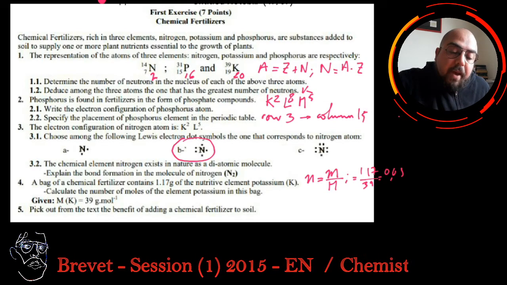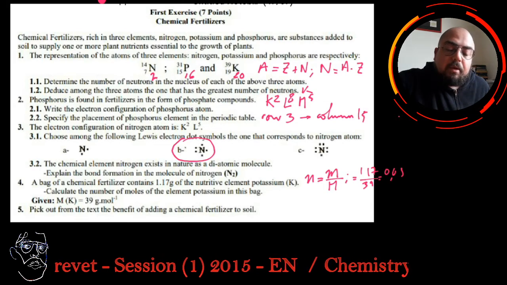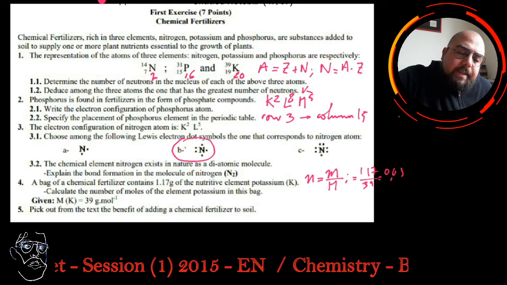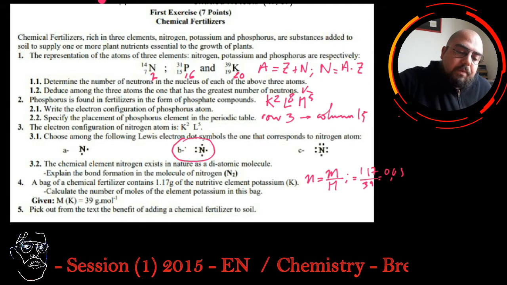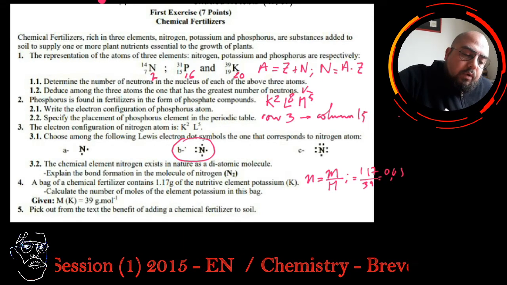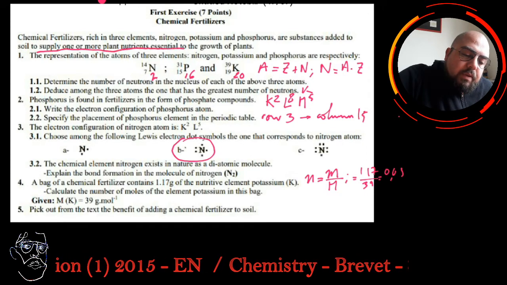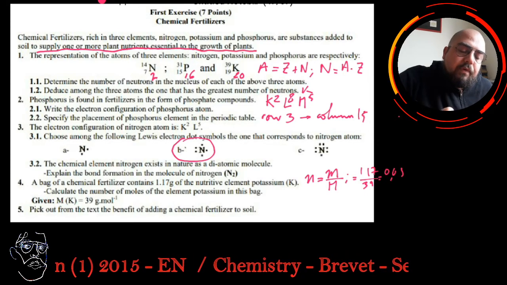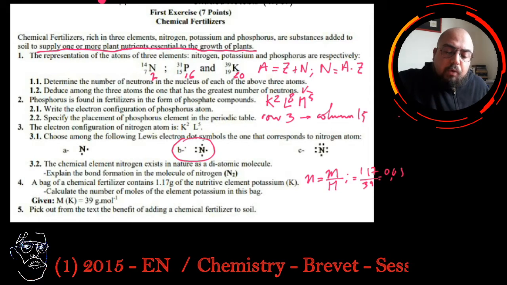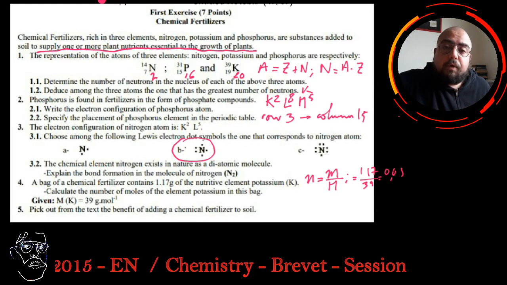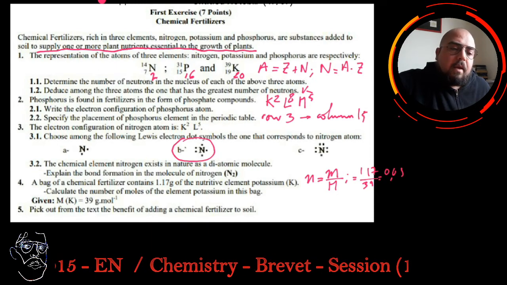Pick out from the text the benefit of adding chemical fertilizer to soil. So, adding this kind of substance, it's to supply one or more plant nutrients essential to the growth of plants. So this is the main reason, and this is the benefit of adding chemical fertilizer to soil.